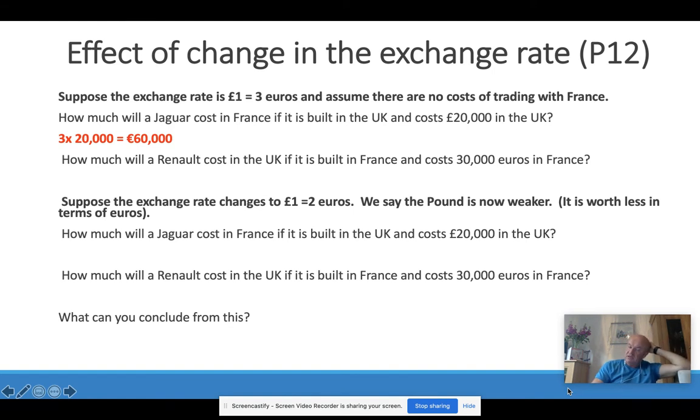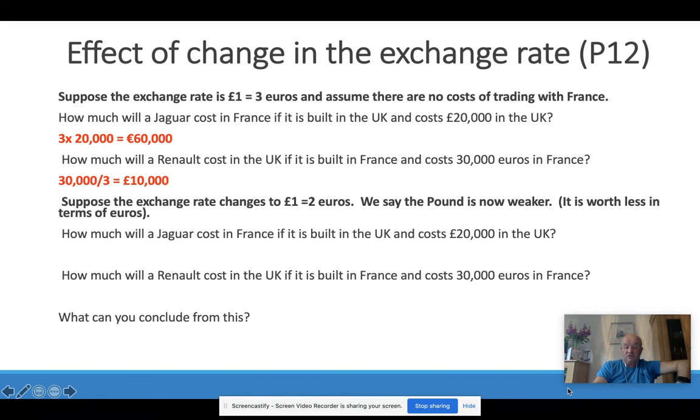Okay, so let's have a look at the Renault then. In this instance, €30,000 in France. It costs €30,000 to build, based on our situation where we've got an exchange rate of £1 to €3. That's basically going to cost us £10,000 to buy. Sorry, it's going to cost £10,000 in the UK, based on the exchange rate.